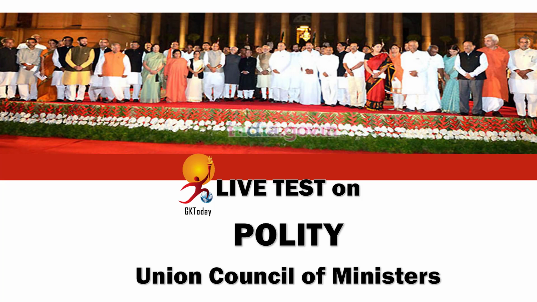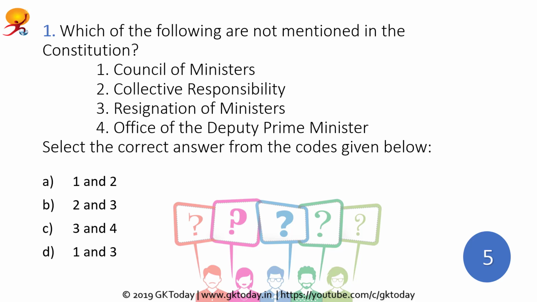Today's lesson is on the Union Council of Ministers. So let us begin. Which of the following are not mentioned in the Constitution? 1. Council of Ministers. 2. Collective responsibility. 3. Resignation of ministers. 4. Office of the Deputy Prime Minister. Select the correct answer from the codes given below and your time starts now.